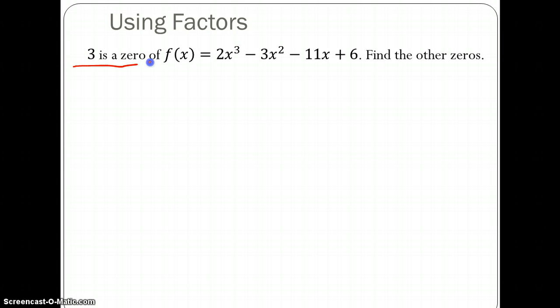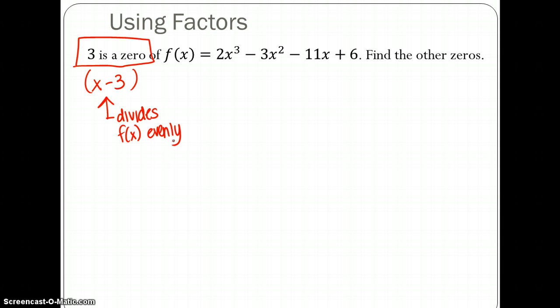But if we know 3 is a 0, in other words, if 3 is a 0, you think, what would that factor have had to be? It had to have been x minus 3. In other words, when we divide this polynomial, 2x cubed minus 3x squared minus 11x plus 6, by x minus 3, that's a factor. There will be no remainder. So x minus 3 divides f of x evenly because it is a 0, because it's a factor.